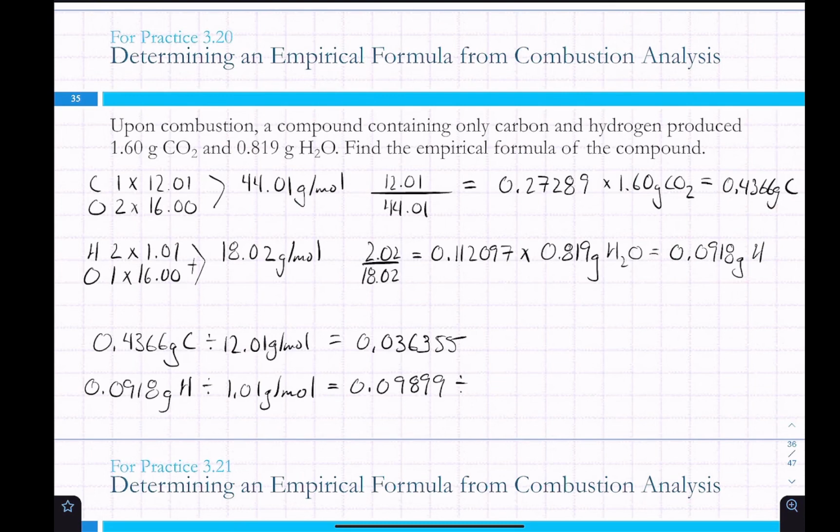So we take our 0.09899, divide that by 0.036355. Divide this by the same. So that's 1, and then this is 2.500. And so we multiply both by 2. 2.7? Yeah, 2.7.